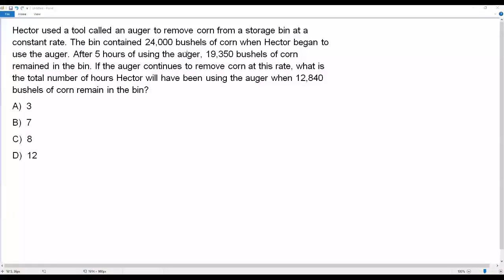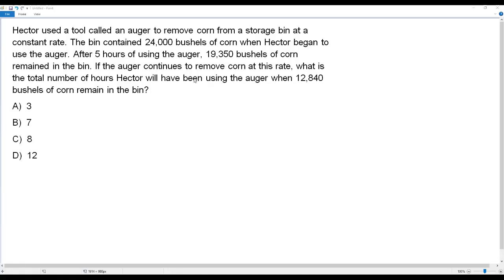Here we have an SAT math question. Okay, let's go through the information. Hector used a tool called an auger to remove corn from a storage bin at a constant rate. The bin contained 24,000 bushels of corn when Hector began to use the auger. After 5 hours of using the auger, 19,350 bushels of corn remained in the bin. If the auger continues to remove the corn at this rate, what is the total number of hours Hector will have been using the auger when 12,840 bushels of corn remain in the bin?